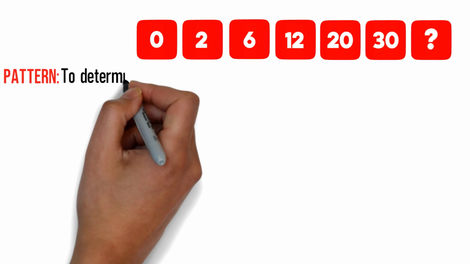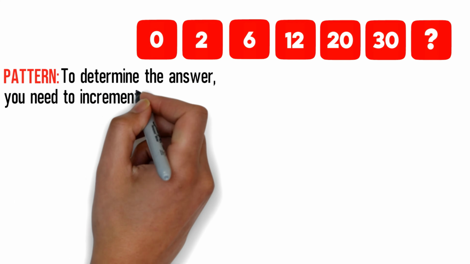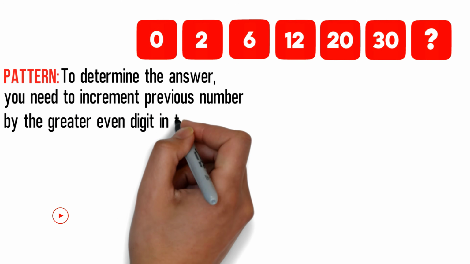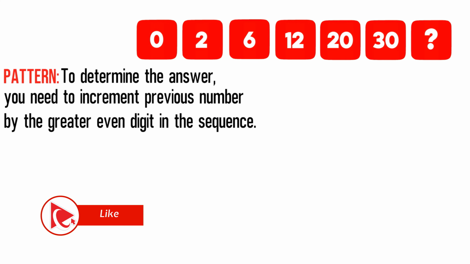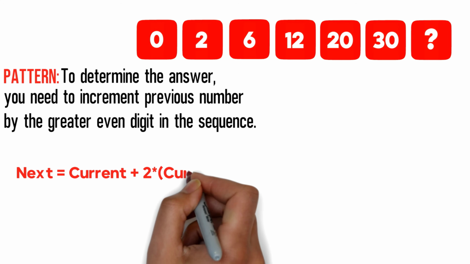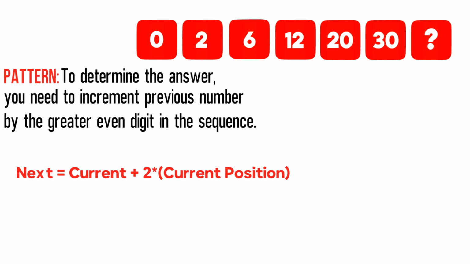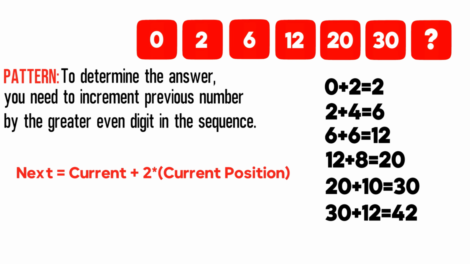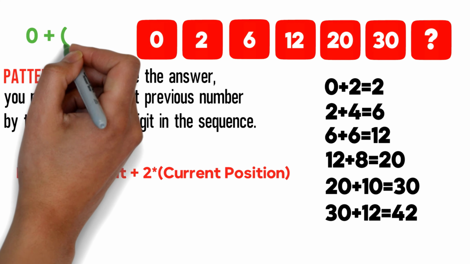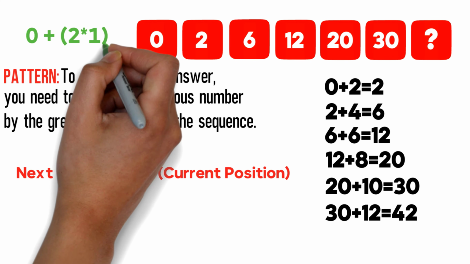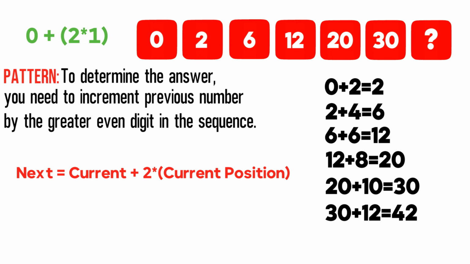To determine the answer in this particular case, you need to increment the previous number by the next even number in the sequence. You can even come up with the formula. In our case, the formula to determine the next number would be current number plus 2 multiplied by current position. Let's see how it works. For example, let's take the number 0. This is the first number in the sequence. To determine the next number in the sequence, we need to add the previous number, which is 0, and then 2 multiplied by 1, because number 0 has the first position in the sequence.